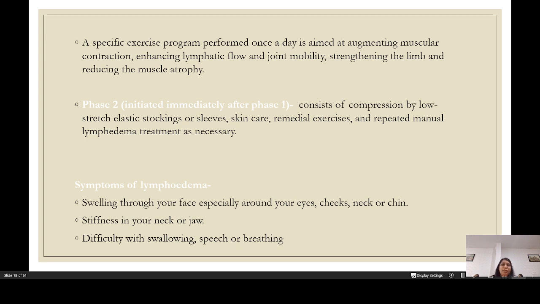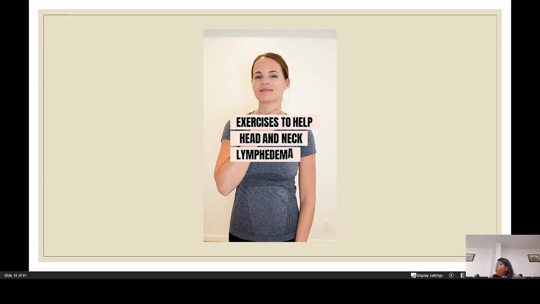Phase 2 is initiated immediately after phase 1 and consists of compression by low-stretch elastic stockings or sleeves, skin care, remedial exercise, and repeated manual lymphedema treatment as necessary. Symptoms of lymphedema include swelling of your face, especially around your eyes, cheek, neck, or chin, stiffness in your neck or jaw, and difficulty with swallowing, speech, or breathing. So, this is the exercise for the lymphedema.